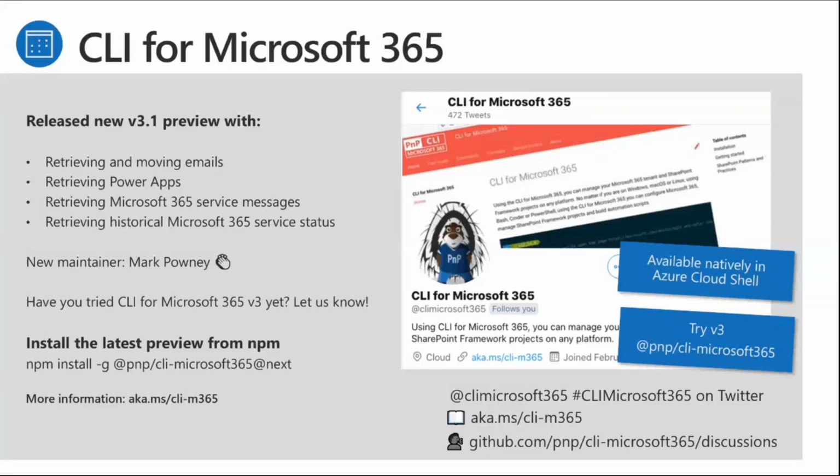CLI for Microsoft 365 released a new 3.1 preview with updates for retrieving and moving emails, retrieving Power Apps, 365 service messages, and historical Microsoft 365 service status. We've welcomed a new maintainer. Welcome Mark Powney to helping out with the CLI. Appreciate you jumping in. If you've tried out the CLI, definitely let everybody on that team know how it's working for you. The CLI is now available natively in the Azure Cloud Shell, which is very exciting to see. You can use it right out of the box in the Cloud Shell, so I encourage everybody to check that out.